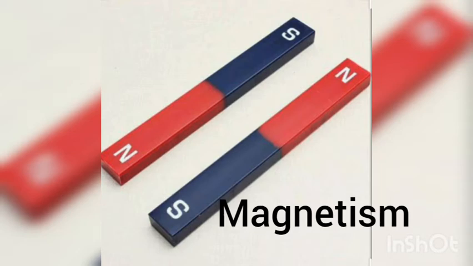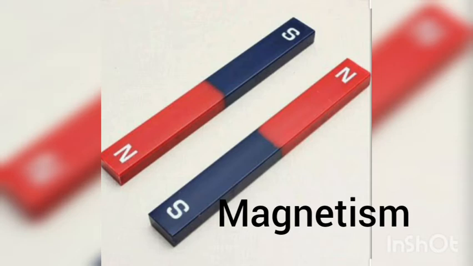In the last class we studied the properties of magnets, right? Which are the major properties of magnets? The first one is that a magnet has two poles. Which are they? North and south pole, right? So the first property is that a magnet has two poles.